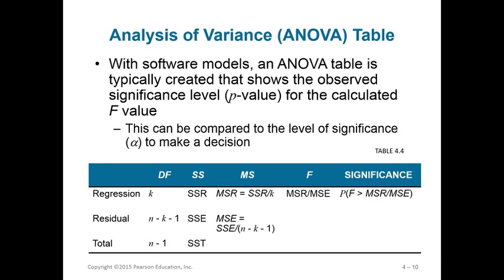Analysis of variance looks at the variance between these variables, and we can calculate that with software pretty easily and be able to calculate that F value out there and compare that significance to an alpha.